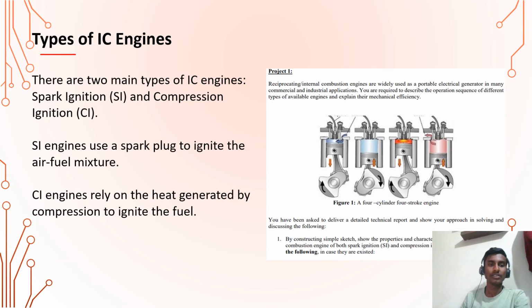Types of IC engines. There are two main types of IC engines. One is spark ignition and the other one is compression ignition. Spark ignition engines use a spark plug to ignite the air-fuel mixture, whereas compression ignition engines rely on the heat generated by compression to ignite the fuel.